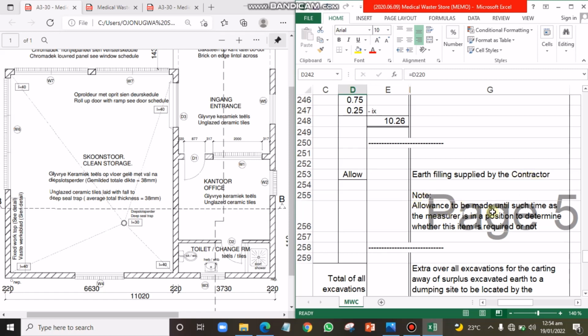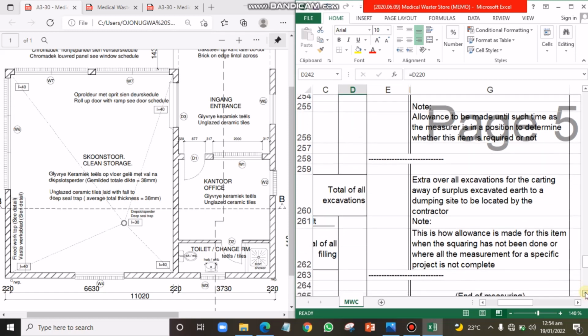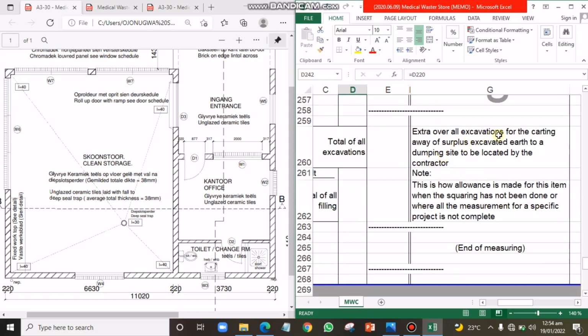It says note, allowance to be made until such time as the measurer is in a position to determine whether this item is required or not. Then we now have extra over all excavations for the cutting away of surplus excavated earth to a dumping site to be located by the contractor. So this is total of all excavation. So since there's no excavation that is being retained on site, the total of all excavation you have is what to be booking down here.